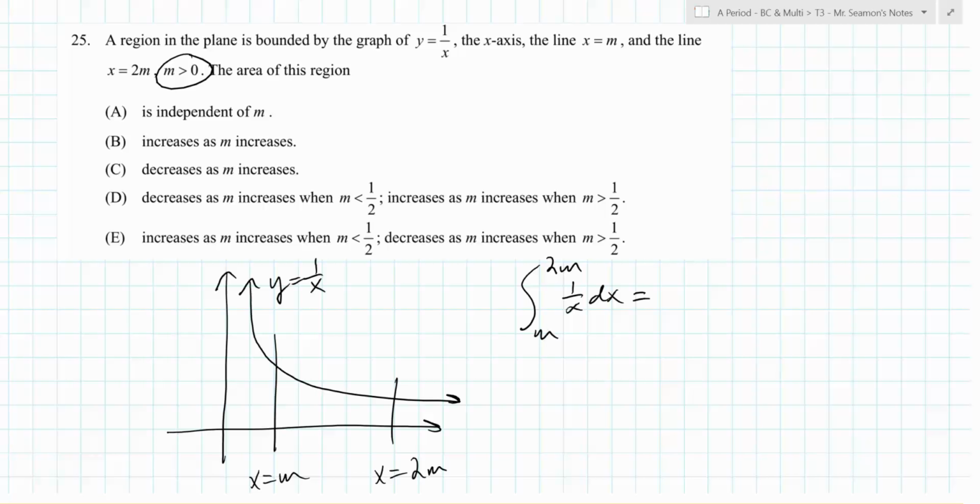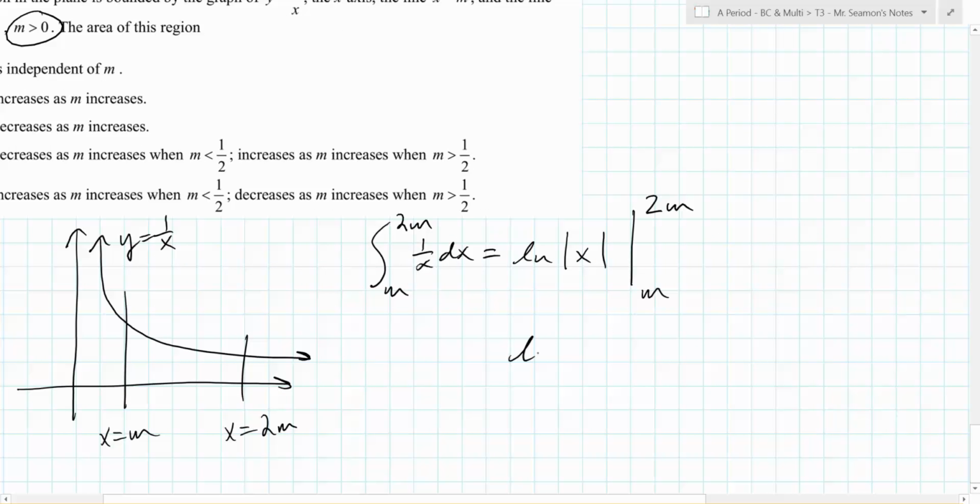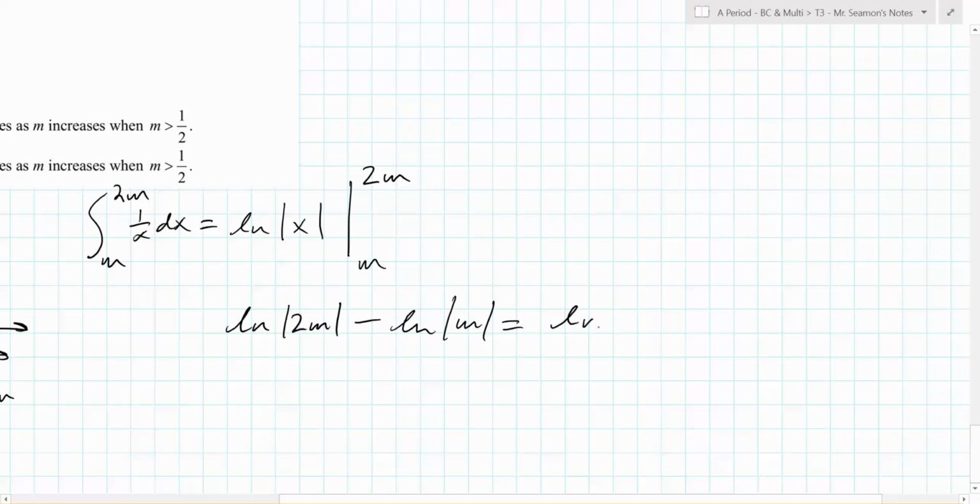So if we do this now, what's this integral going to be? The natural log of what? Well, it's the natural log of x from what to what? m to 2m, like that. So what does that mean it's going to be? It's going to be the natural log of 2m minus the natural log of what? Natural log of m. When you subtract logs, what can you do? So this is the natural log of 2m over m. So what's that going to be? Natural log of 2. So what's the answer?